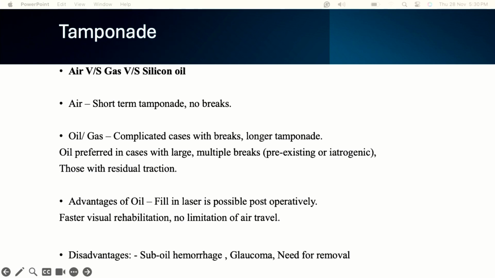So what are the advantages of oil? Well, we can do a fill-in laser pre- or post-operatively also. It leads to a faster visual rehabilitation. So in a one-eyed patient, we should prefer oil instead of gas. And there is no limitation of air travel. So what can be the disadvantages? There will be sub-oil hemorrhage, glaucoma, and the subsequent need for another surgery to remove the oil.